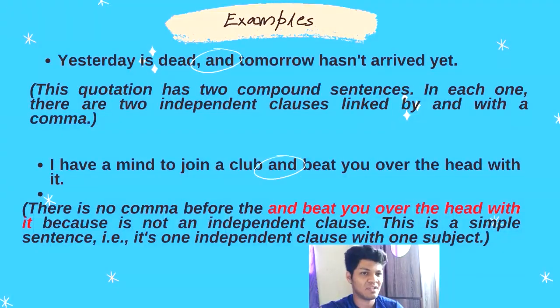Let's look at some examples. Yesterday is dead, and tomorrow hasn't arrived yet. As you can see, this quotation is a compound sentence, and there are two independent clauses joined with the word and with a comma preceding it. Another example. I have a mind to join a club and beat you over the head with it. As you can see in the sentence, there is no comma before the word and beat you over the head with it because it is not an independent clause. The whole sentence is actually a simple sentence, which is one independent clause with one subject.